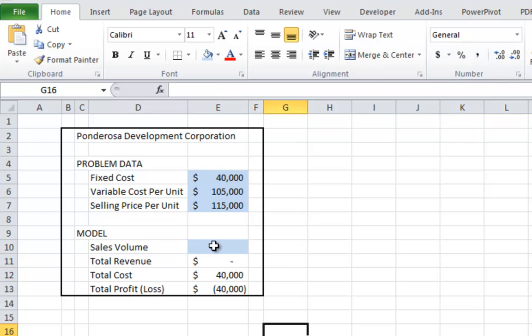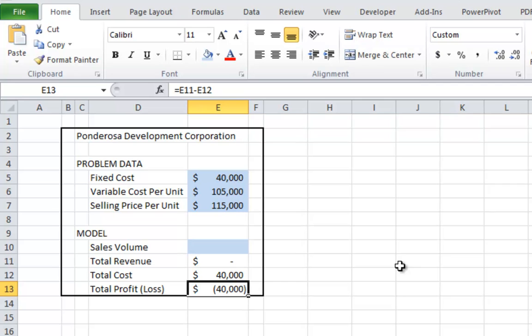So notice that when I'm not building or selling any cottages, I lose $40,000, my fixed cost. If I build one, I'm still losing money. I'm losing $30,000. So our goal then is to find the break-even point where this total profit loss is equal to 0, because total revenue will equal total cost. We could do that with algebra very simply and figure out what that number is. We probably should, so that when we get the answer using Excel, we can double check it.